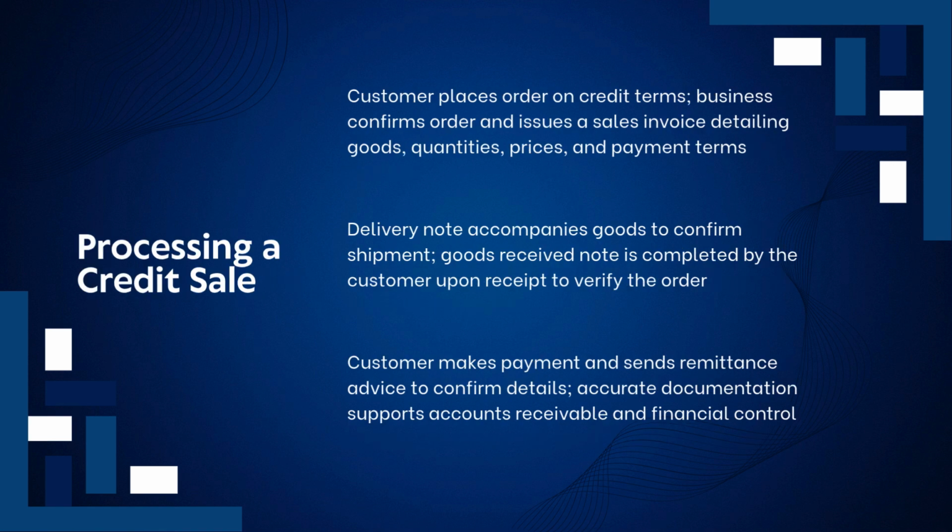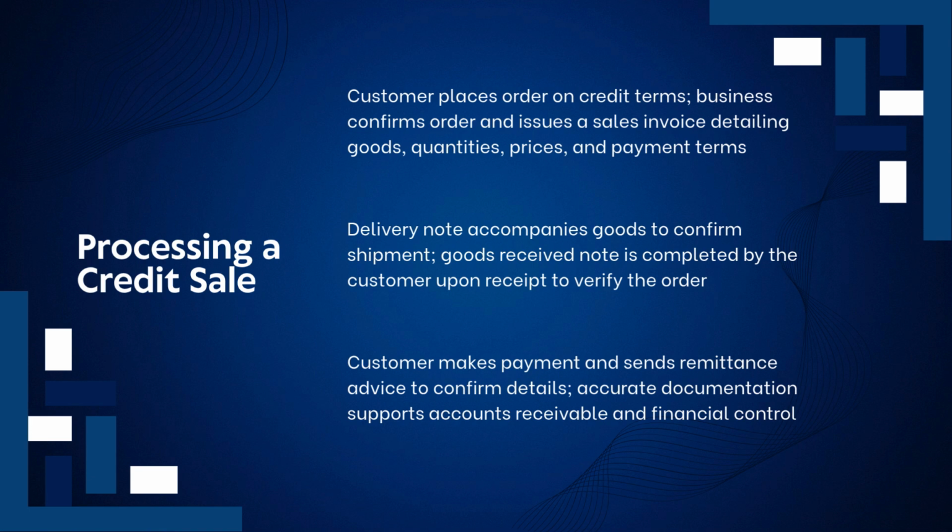Processing a credit sale. We are actually familiar with credit sales. A sale is an exchange of goods and services for money. So a credit sale is a sale where we transfer the goods, we provide the service, and then we receive payment at a later date. So what are the documents flowing in such a transaction?